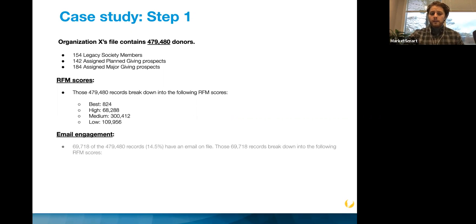And then we need to think about breaking this down by, again, those available media channels. So there's 69,000 records for this organization that actually have an email on file. Great. So of those 69,000 records that have emails, we can break them out again into the 4 cohorts: best, high, medium, and low. And again, you can see the bell curve, a lot of folks in the middle, high and medium, showing engagement with the organization.